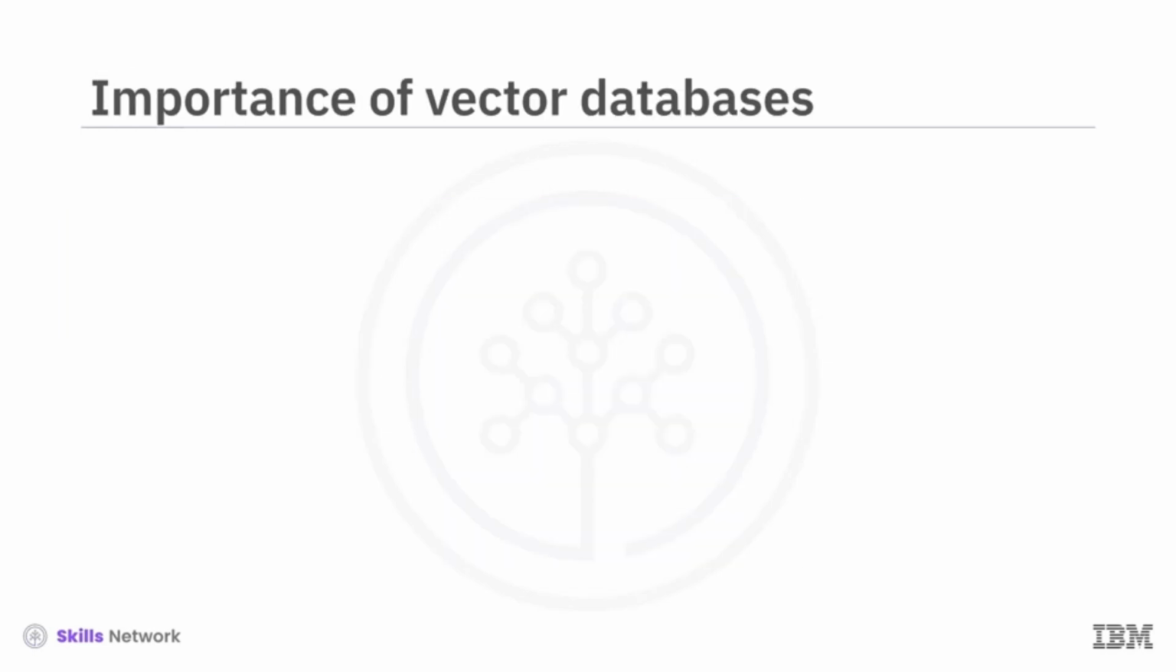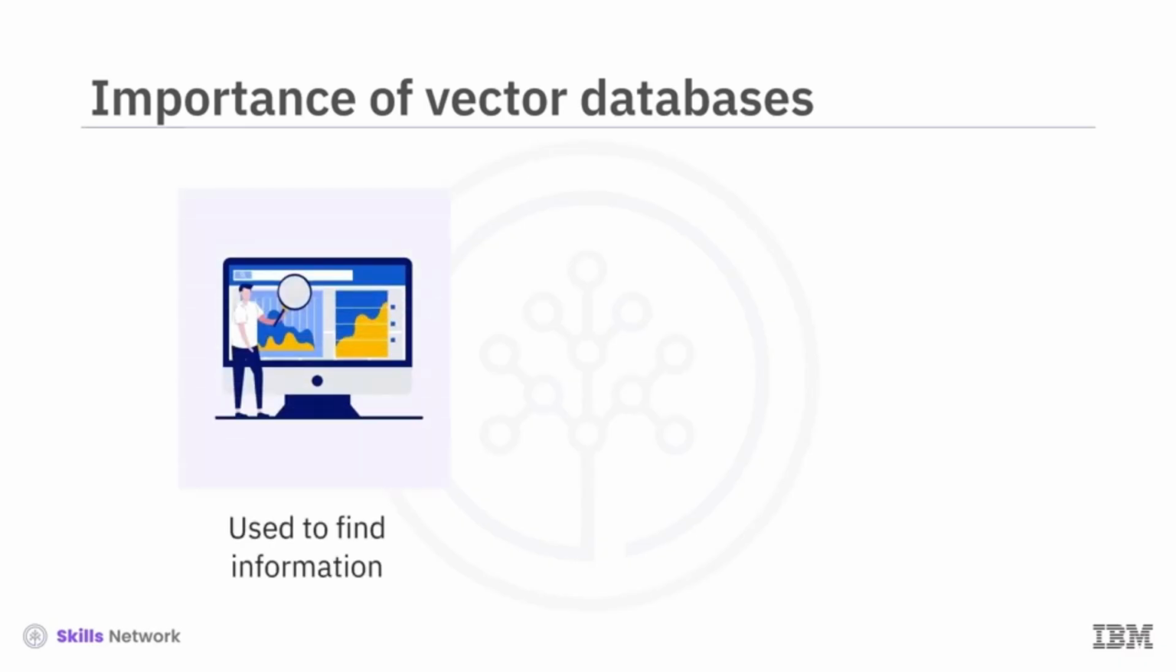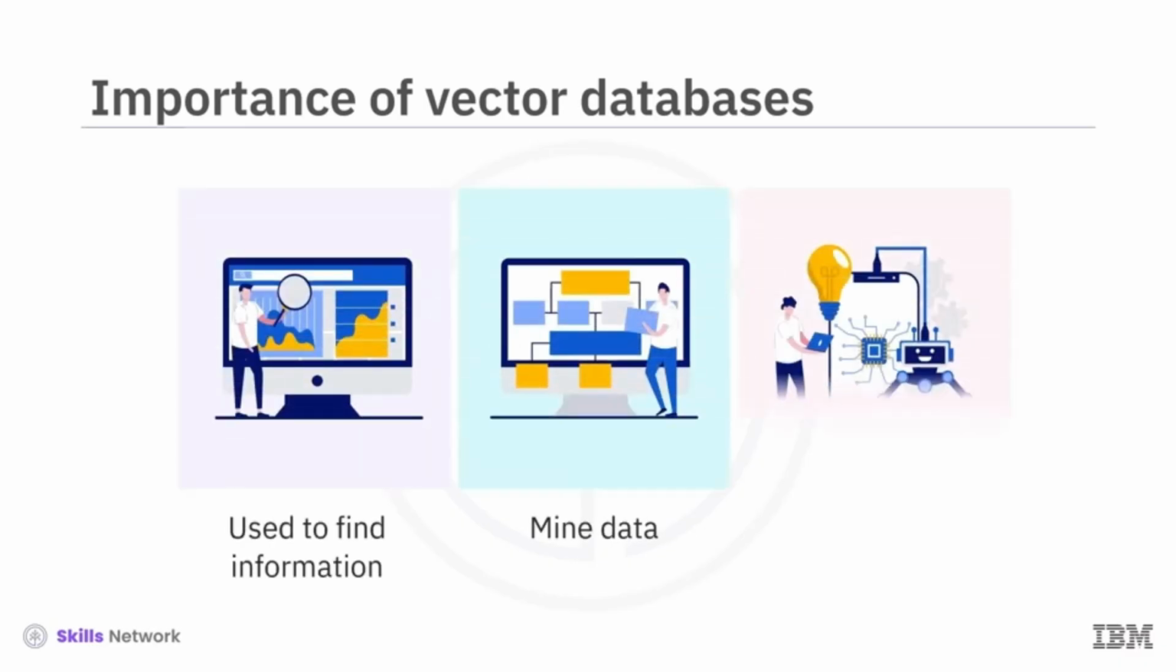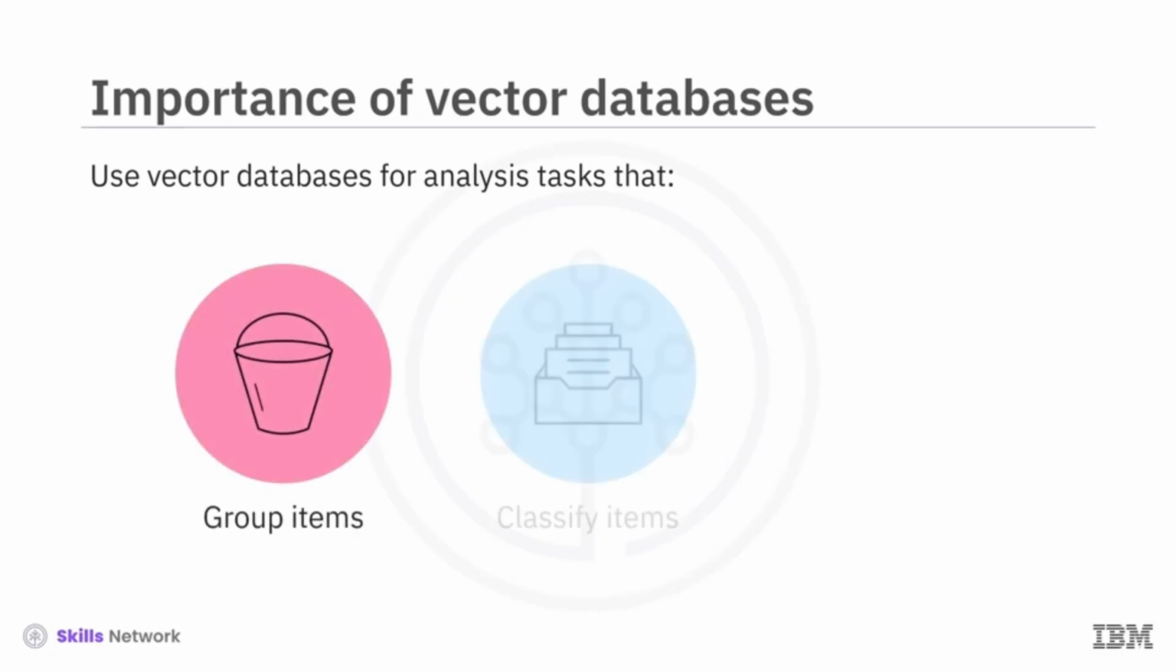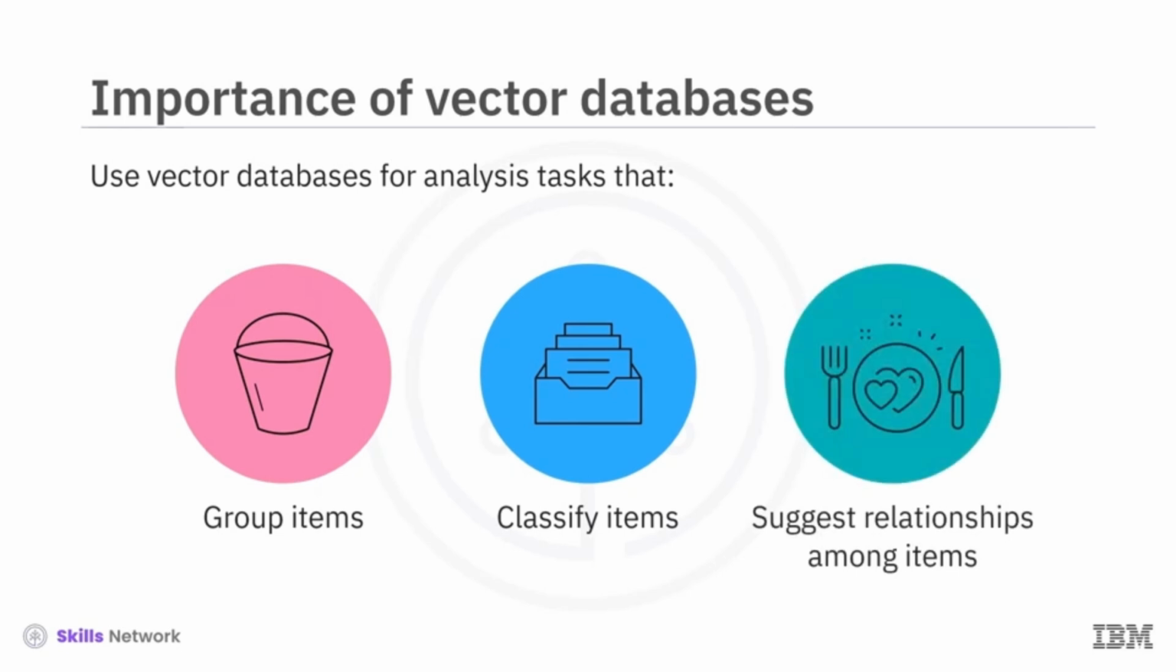Companies use vector databases as libraries to find information, mine data, and teach computers how to learn. Vector databases simplify data storage, organization, and retrieval by organizing data points in a multidimensional space based on their proximity. You can retrieve vector data representations from their databases to perform analytical tasks, such as grouping items, classifying items, and suggesting relationships among items. Let's take a closer look at these uses.